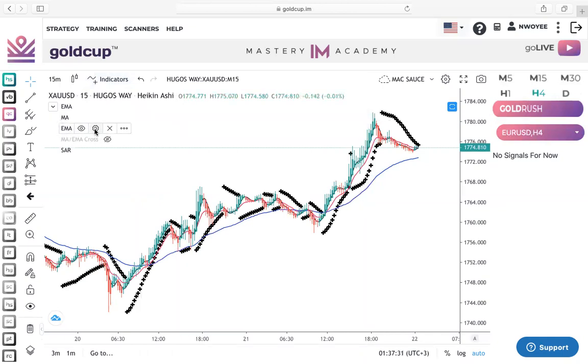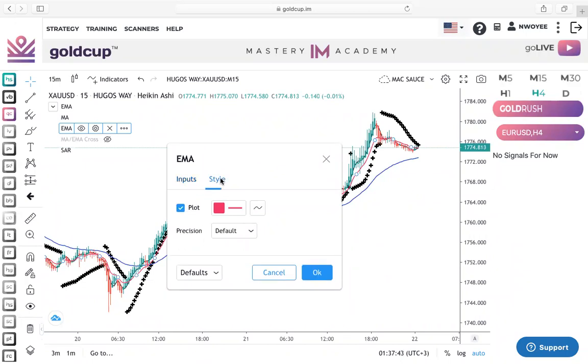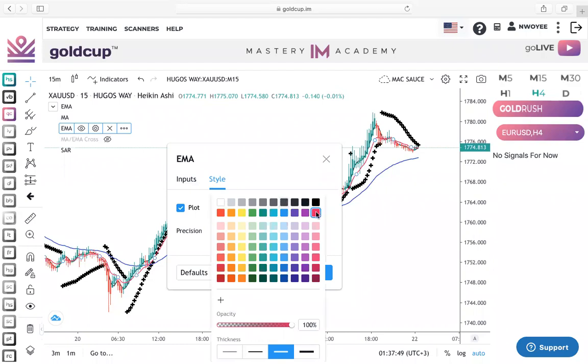Now I go to setting, input. The length is 10. The source is close. The offset is 0. And now the next one is style. Plot is checked, and this is pink. Pink color is right here. 100% middle thickness, or the third thickness.